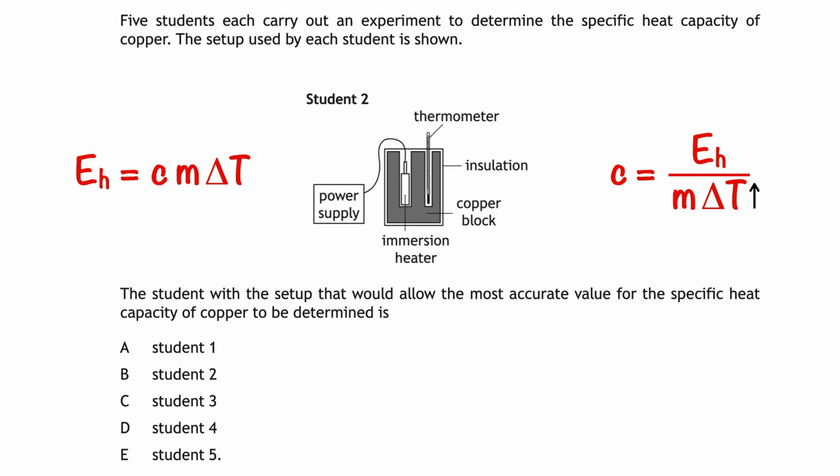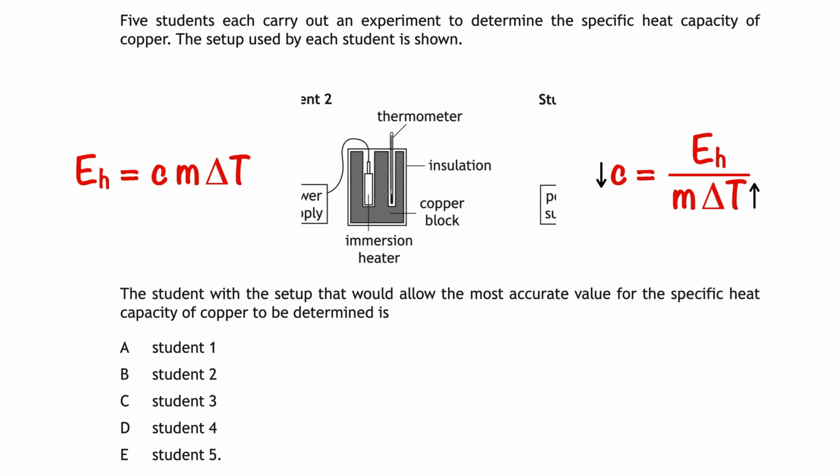This would mean that the value student 2 would get for the specific heat capacity of copper would be lower than student 1's value. Student 2 would get the more accurate result, since more of the heat energy is absorbed by the copper block and less of it is lost to the surrounding air.